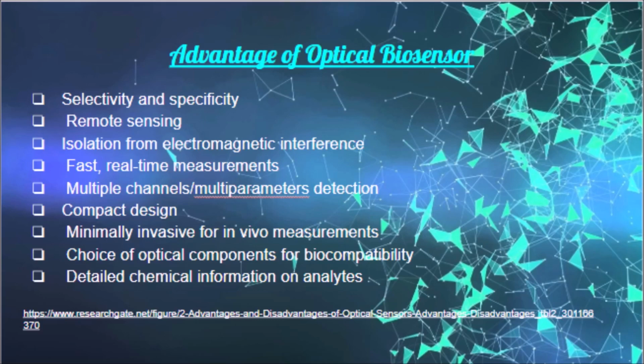And I will explain about the advantages of optical biosensors. Optical biosensors are selective and specific, which means that they can detect specific biomaterials such as enzymes, antibodies, and nucleic acid. Optical biosensors have a label-free mode that uses SPR technology, which can detect differences in refractive index, and no label is needed for detection.